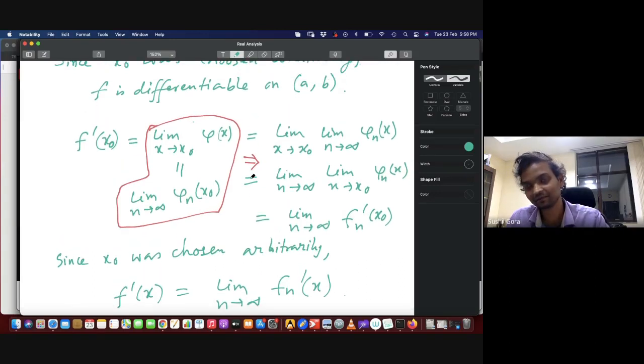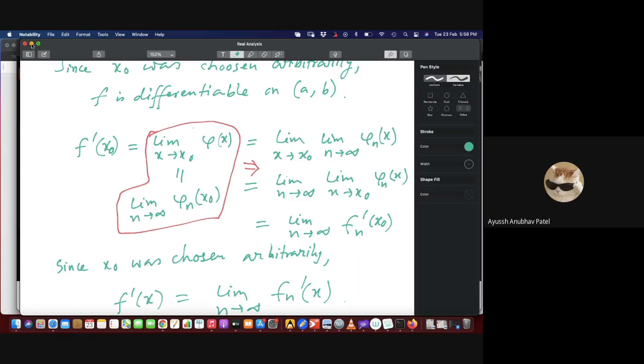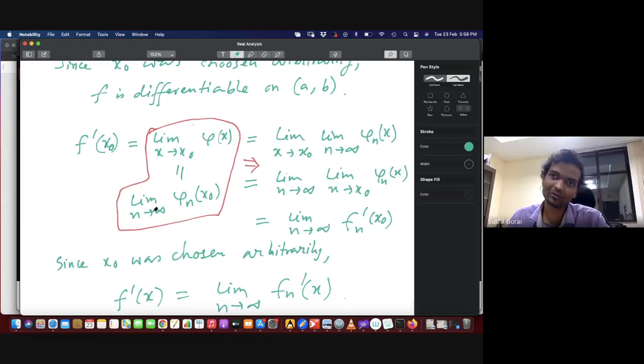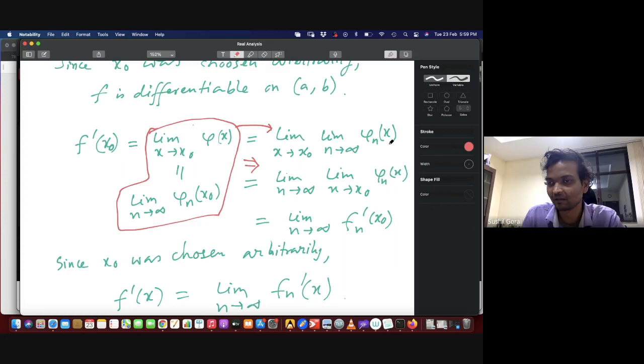Any other question here? Can you re-explain the limit exchanging part? So if you see here, this line gives you this one, because phi x is the limit of phi n. And this line gives you this, because the limit as n tends to infinity of phi n x naught is phi n, since phi n is continuous. So this is two limits together. It might look scary, but it is actually coming from here.